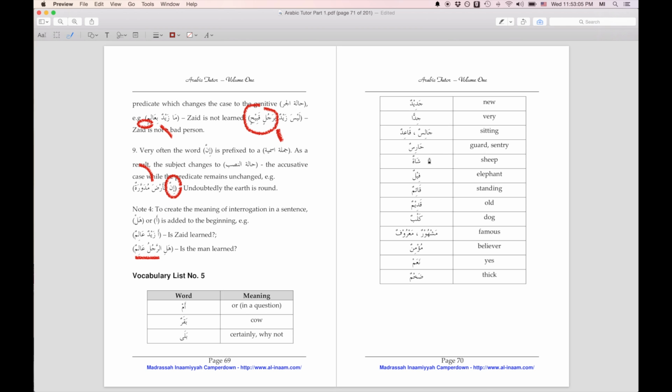Harisun, guard or sentry. Shatun, sheep. Filun, elephant. Qa'imun, standing. Qama yaqumu, that's the verb. Qadimun, old. Kalbun, dog. Mashhurun, ma'rufun, famous. Ma'rufun, known, famous. Mu'minun, believer. Na'am, yes. Dakhmun, thick.